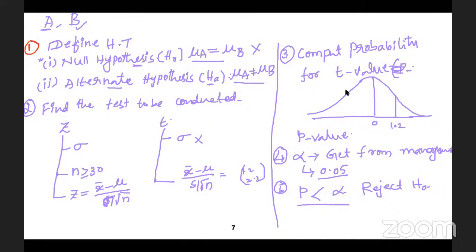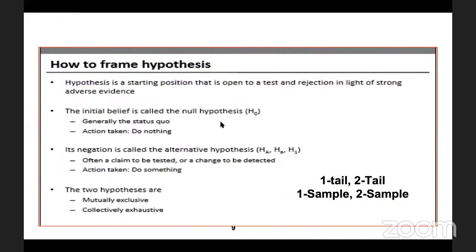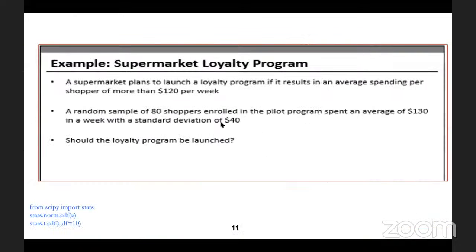Now let us discuss one problem statement and understand all these steps. We are going to compute all these steps with that example. A supermarket plans to launch a loyalty program, which is successful if it results in an average spending per shopper of more than $120 per week.